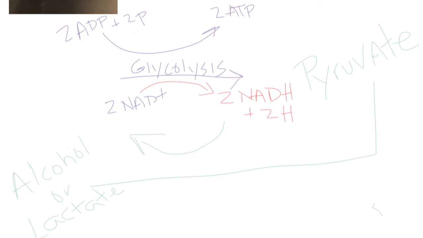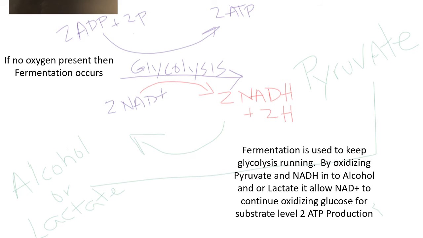Our last step in cellular respiration is fermentation. Fermentation occurs in an anaerobic situation, or if there is no oxygen present. So fermentation happens directly after glycolysis, and it is used to keep glycolysis running by oxidizing pyruvate and the two NADH molecules produced by glycolysis. When they're oxidized, they oxidize into alcohol or lactate, which is alcohol fermentation or lactic acid fermentation, depending on the situation.